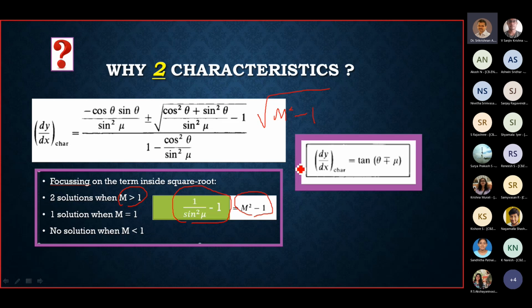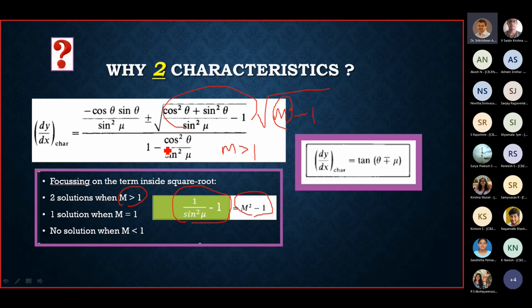You can have two different characteristic lines when M is greater than 1. So when M is greater than 1, you can have two solutions for the function, or two slopes. That is where you will have two different characteristics. So in supersonic flow as well as hypersonic flow, you will have two characteristic lines.